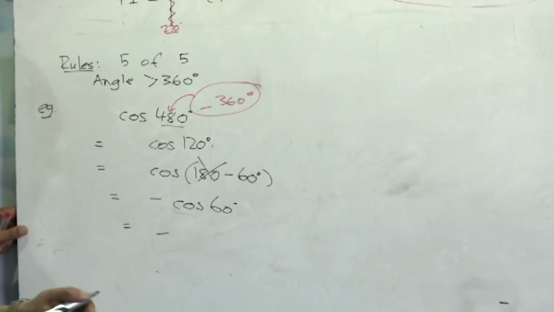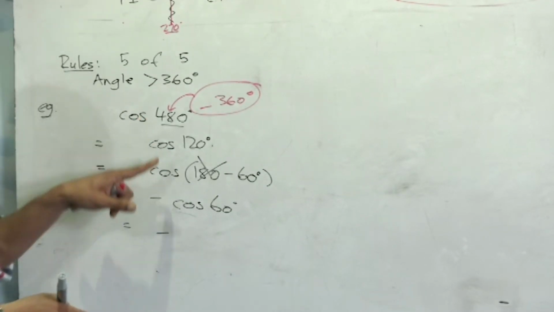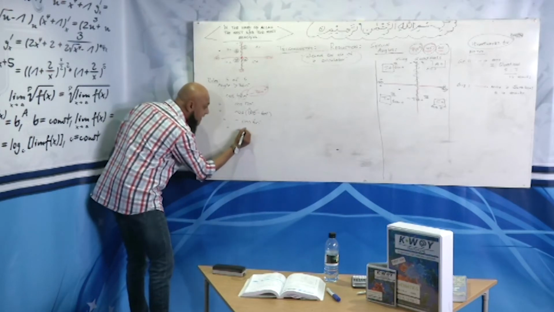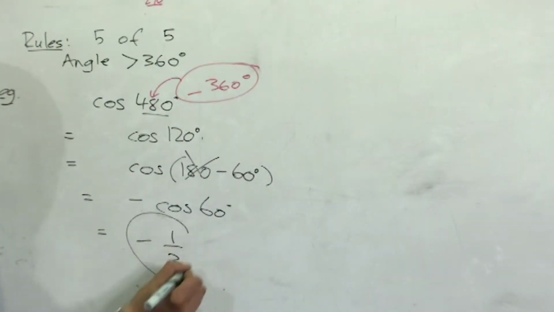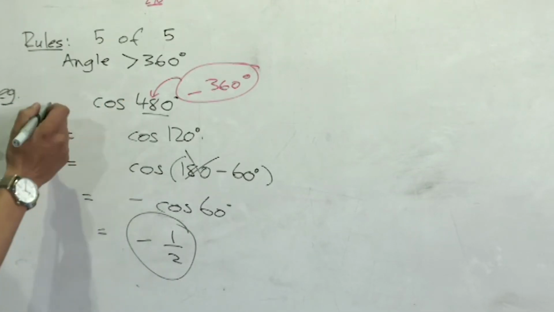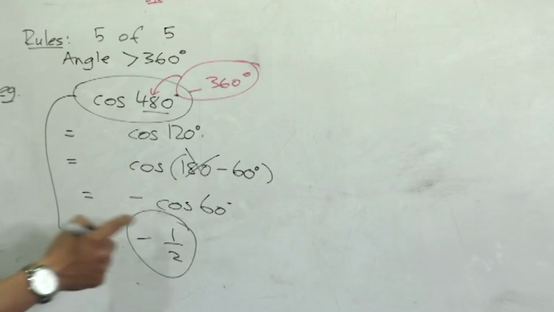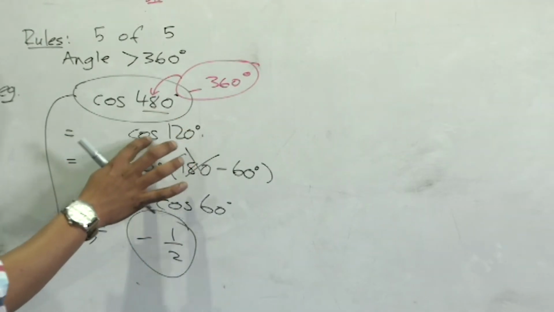Now you can use your calculator. Remember, you can only use your calculator after you've done the reduction. Otherwise, they'll mark it wrong. Cos 60 is a half. And that is your answer. Minus half. So we've reduced it from 480 degrees to negative a half. Right? So cos 480 is cos 120.